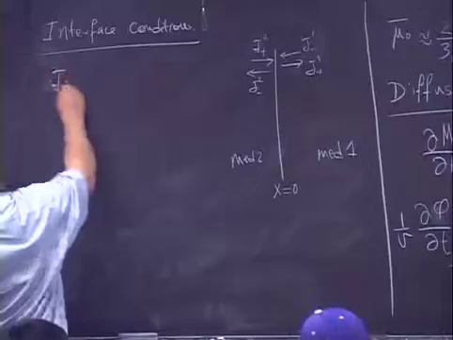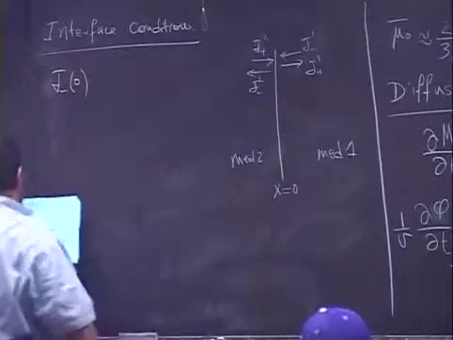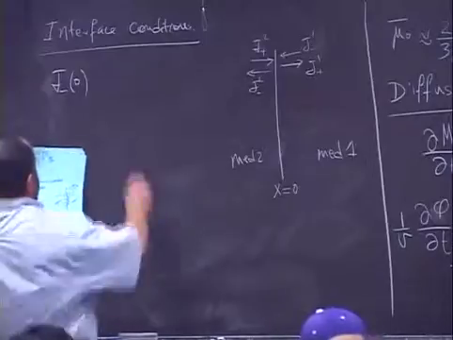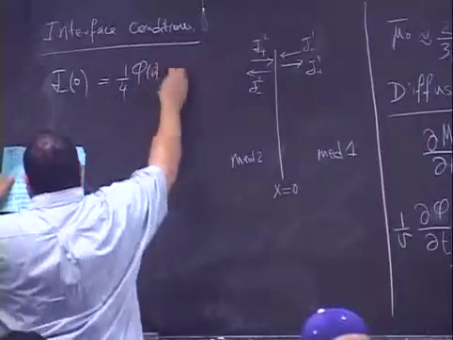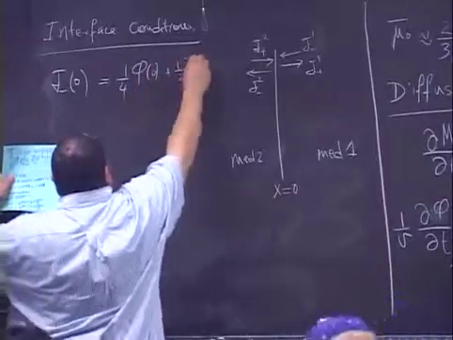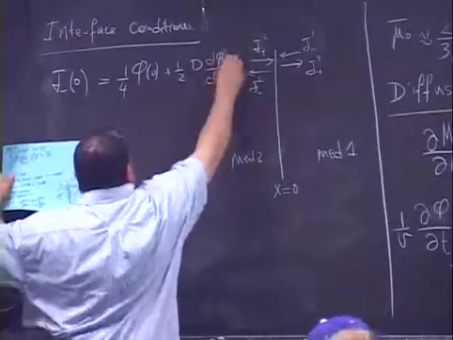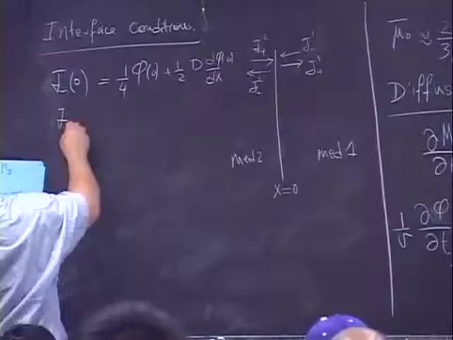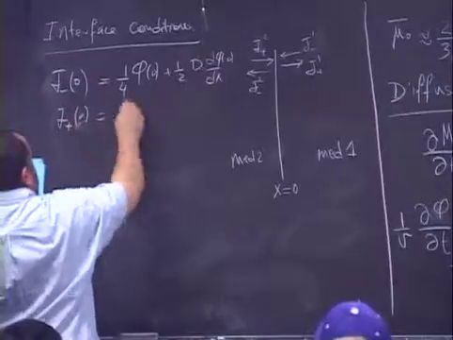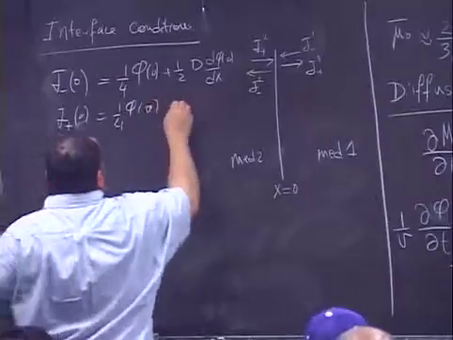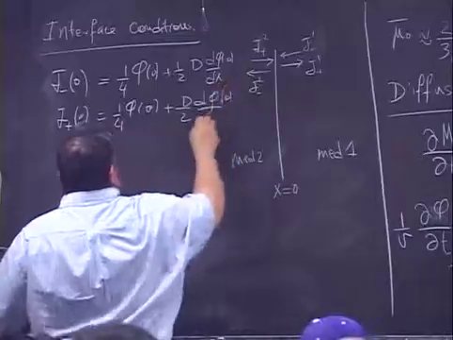So J minus at 0, the current at 0 here, from last lecture is just 1/4 the flux at 0 plus 1/2 the diffusion coefficient dphi/dx at 0, and J plus is the opposite sign, 1/4 phi at 0 plus D over 2 dphi/dx at 0.